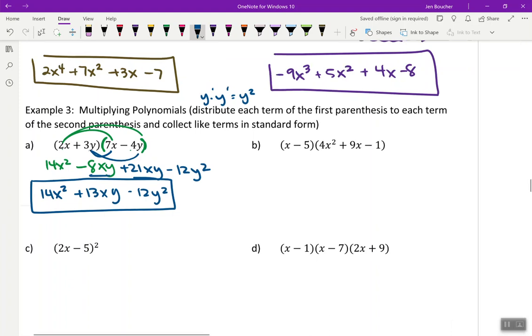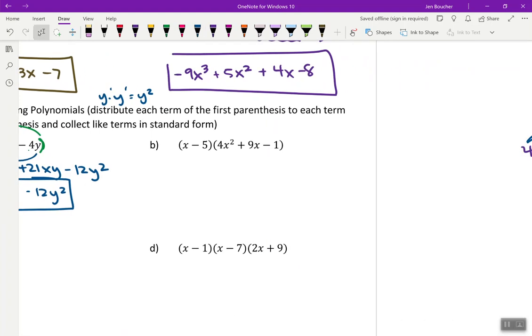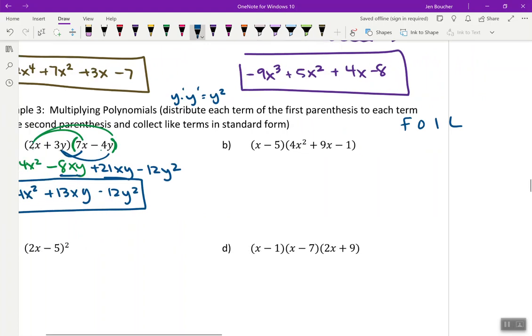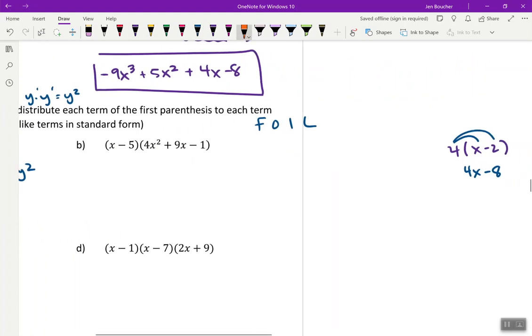Good, let's try that again. This time, this is the reason why FOIL doesn't work as well, because FOIL stands for first, outside, inside, last, and that only works if you've got a binomial multiplied by a binomial. On this one, if we did first, outside, inside, last, we would miss this 9x completely. So we don't actually want to use the idea of FOIL. We want to use the idea of distributing to get us through these problems.